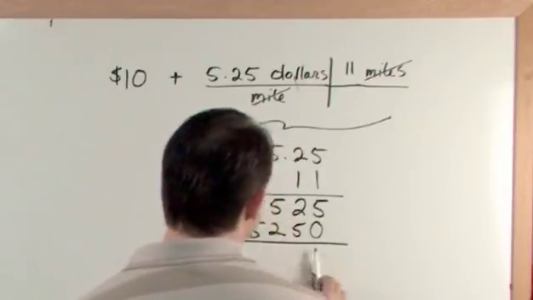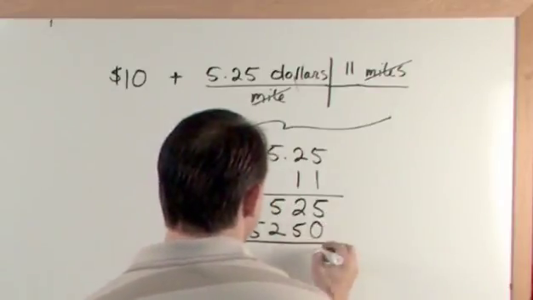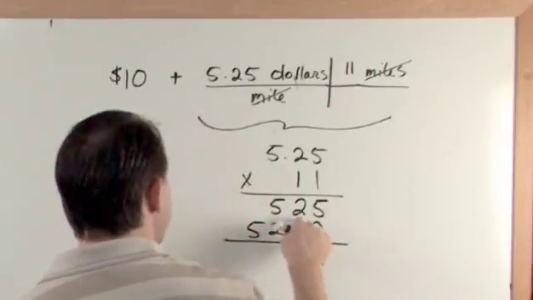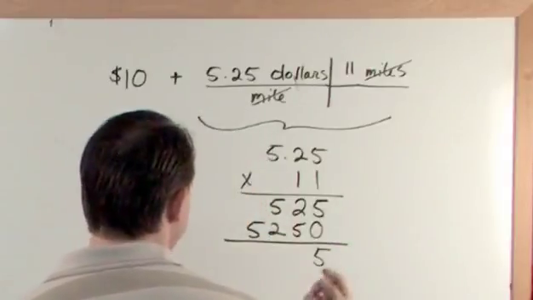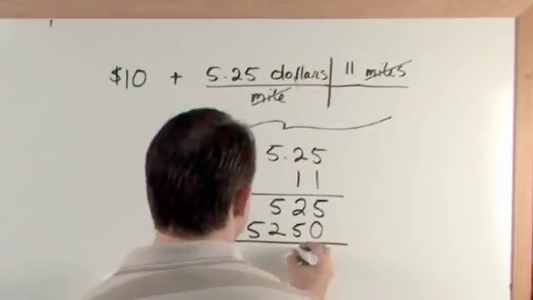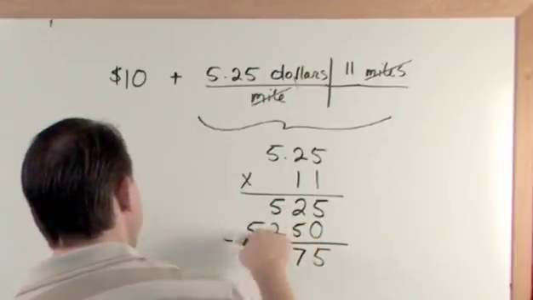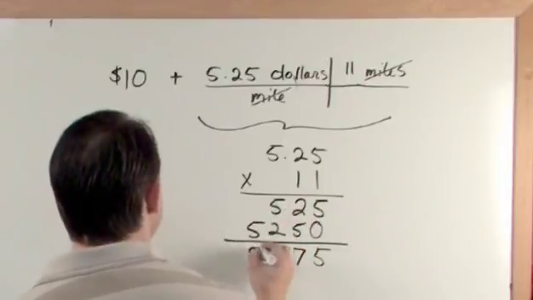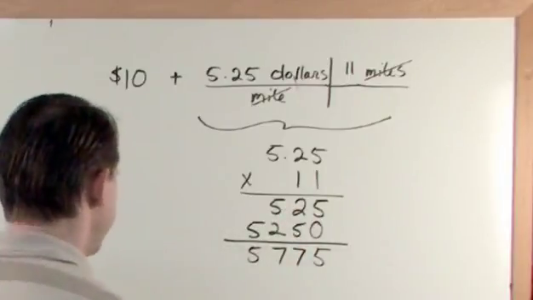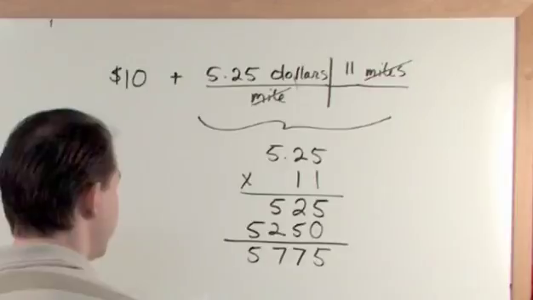So now we can add this column. 5 plus 0 gives us 5. 5 plus 2 is going to give us 7. 5 plus 2 again is going to give us 7, and then 5, and there's nothing here at all, so it just stays the same 5. So I've got 5, 7, 7, 5, and I need to know where to put this decimal point.